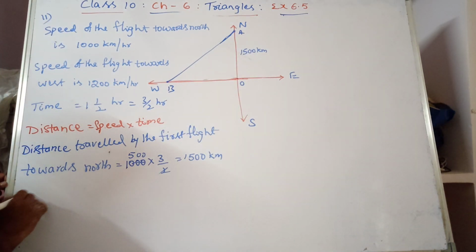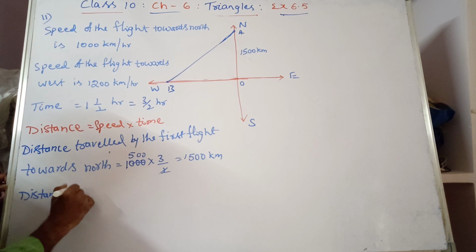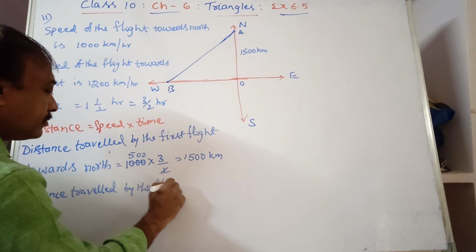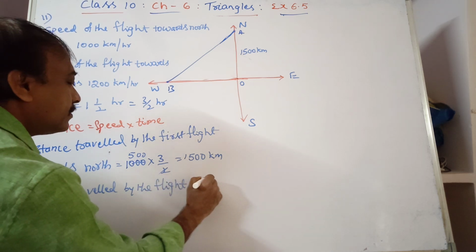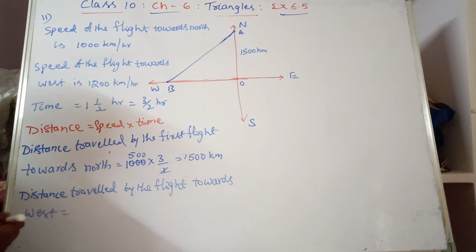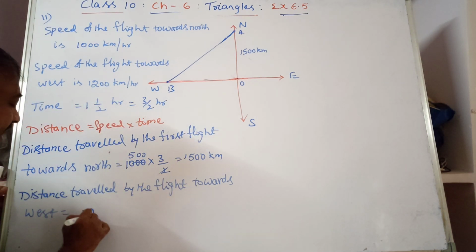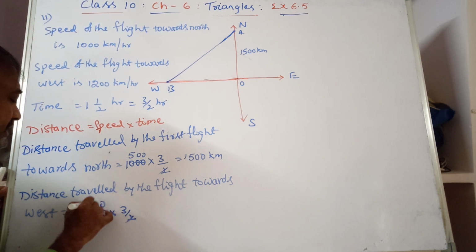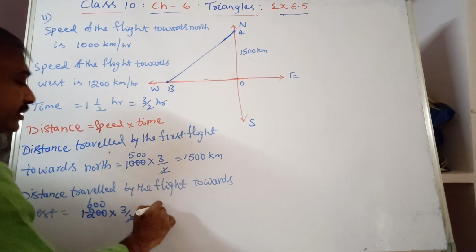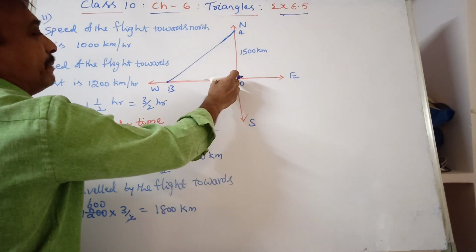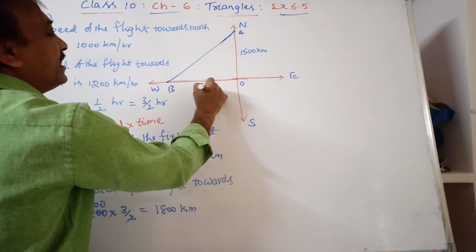Next, the distance traveled by the flight towards west. Towards west it is traveling for 1.5 hours. How much does it travel? 1200 into 3 by 2, 2 sixes are 12, so 600 into 3, 1800 kilometers. So OB, from here, this is the airport, it is traveling 1800 kilometers.